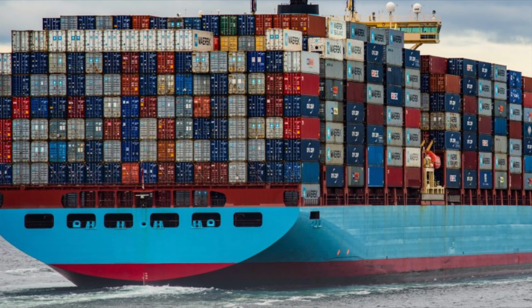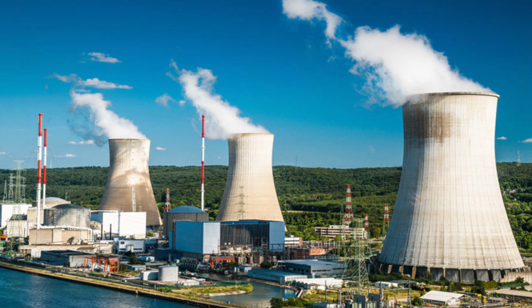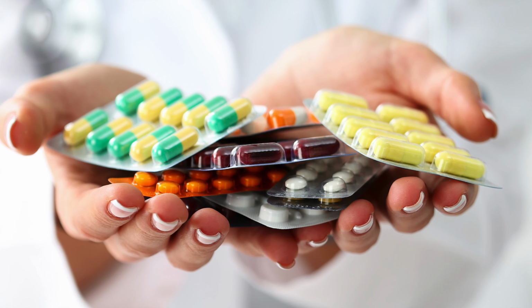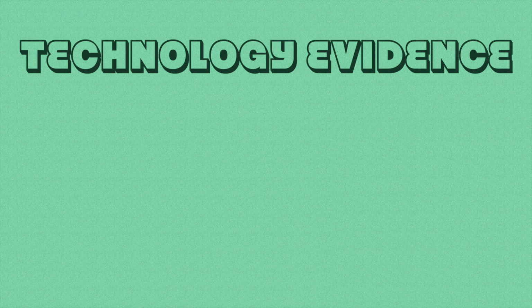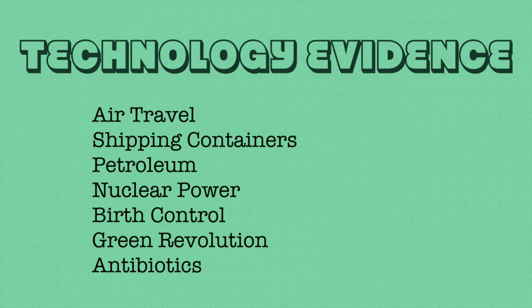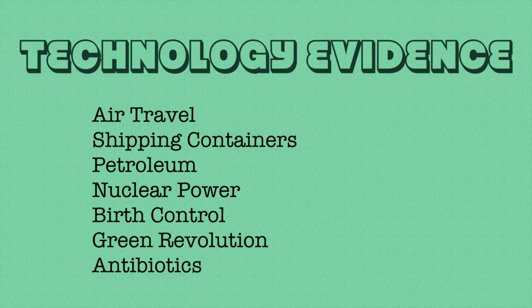What else do we have? Air travel, shipping containers, petroleum, nuclear power, birth control, the Green Revolution, antibiotics. It will serve you well to look up some of these items on your own. But the College Board, they also want you to know that diseases are still a thing. And they're still terrible, but vaccines have helped tremendously.